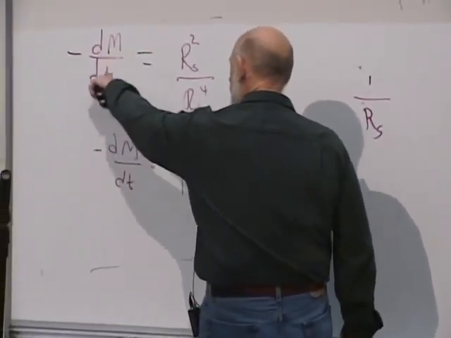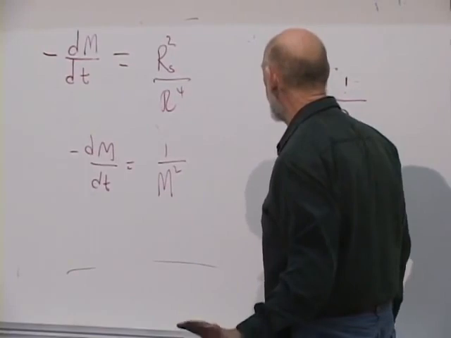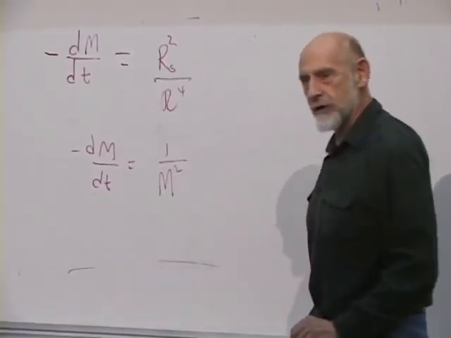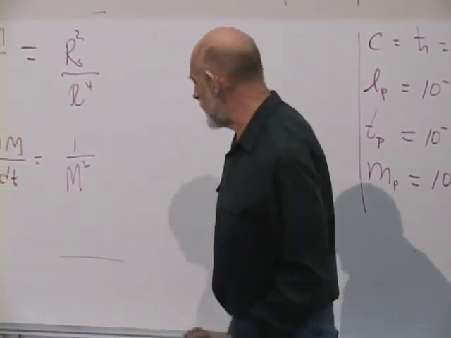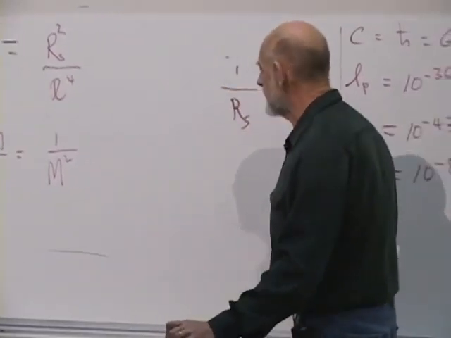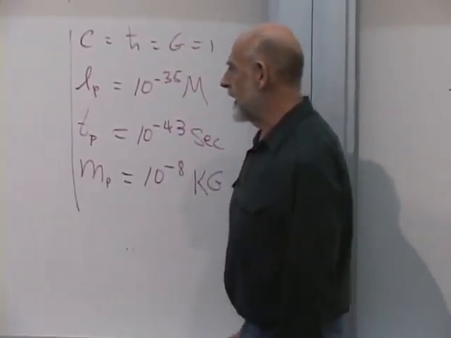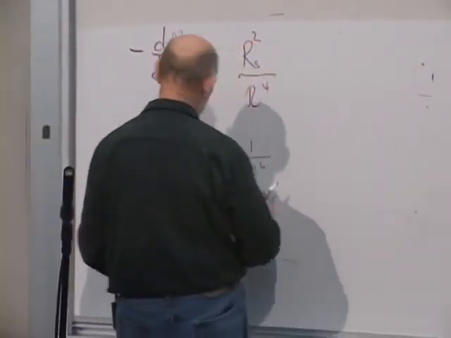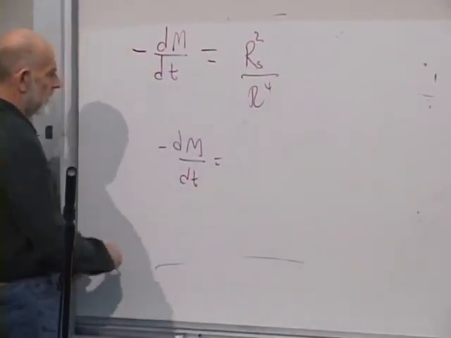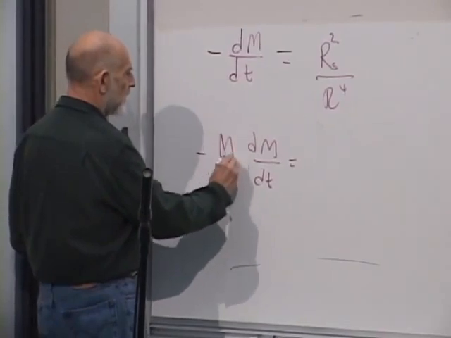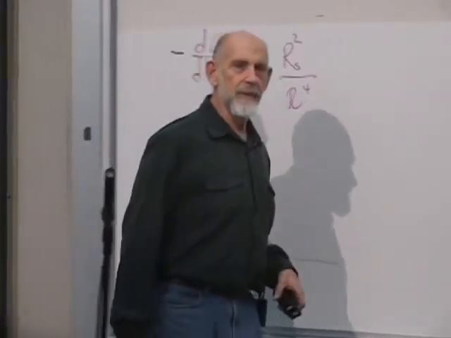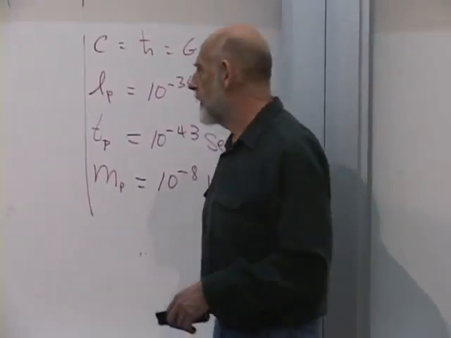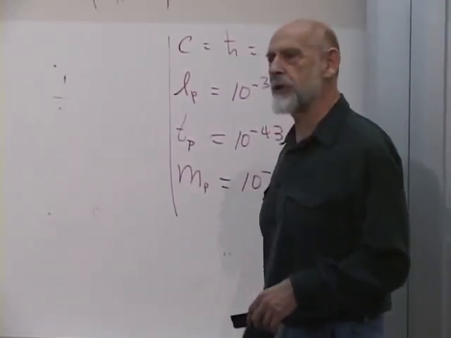m is energy. This is the time rate of change of energy. And area, 1 over r to the fourth, is temperature to the fourth. So that's all we did. That's what this formula says. Let's multiply it by m squared. Minus m squared dm by dt. What is m squared dm by dt?